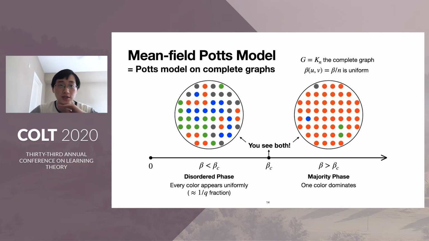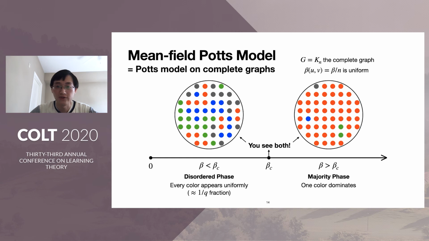So let me first describe what the mean field Potts model is. The mean field Potts model is basically the Potts model defined on complete graphs, and the edge weight is uniform and in the form of some constant beta over n. And what's interesting about the mean field is that there is some phase transition going on.